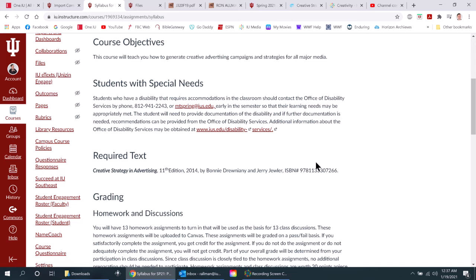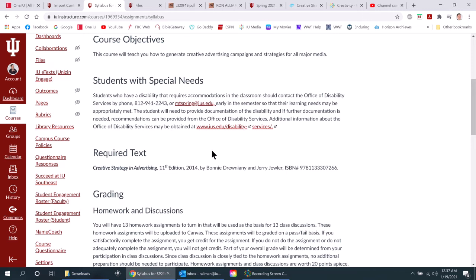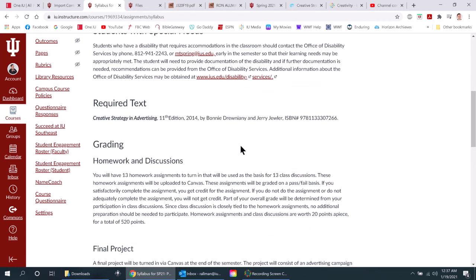So that being said, how are we going to go about doing that? First, if you have special needs here, please contact the Office of Disability. We do have a required text. I haven't checked to see if it's available as e-text yet, but I will. If not, you can always find this Creative Strategy and Advertising on Amazon, other book outlets. It is by Bonnie Drewniany and Jerry Jewler.